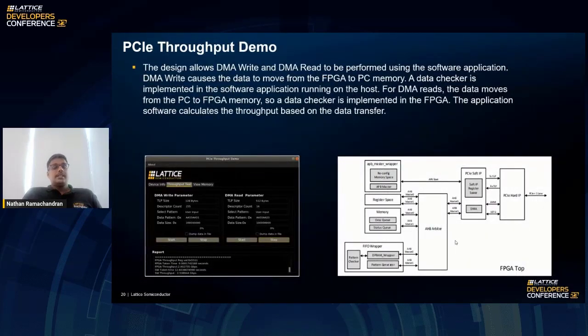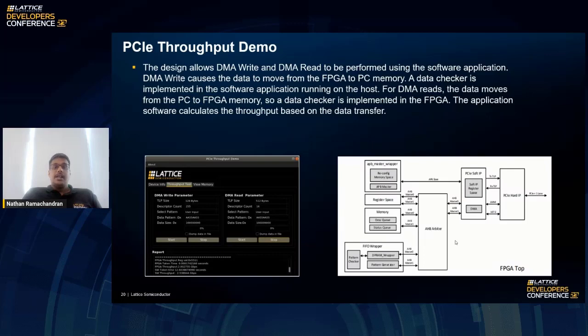Okay, the next demo is a throughput demo. This demo is more complicated. We are using a DMA engine, and we are using an AHB master. And then we have the AHB write arbiter between a memory write and memory read.